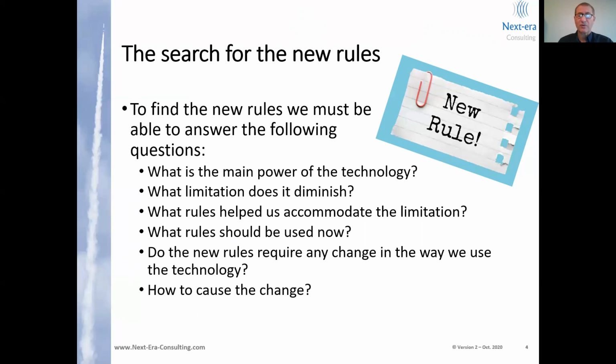So when we come to develop a new product or a new technology, an innovative one, we need to ask a few questions. What is the power of this technology? What limitation will it remove? What rules helped us or the users, the intended audience, to accommodate the fact that the limitation existed? What are the new rules that are required? Maybe the fact that new rules are required mandates that we make some changes in our intended configuration of technology. And how are we going to bring such a change into the target audience?